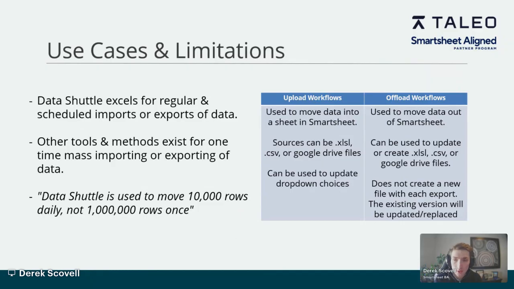Data Shuttle really excels for regular and or scheduled imports and exports of data. When I was down in Seattle, I chatted with a gentleman from Smartsheet, and he put it really smartly. He said, Data Shuttle is used for importing 10,000 rows daily. It's not used for doing a million rows once. There are other more robust tools and processes for true data migrations. It is not a data migration tool, but it allows for the consistent setup flow of data into, out of, or between Smartsheet sheets.